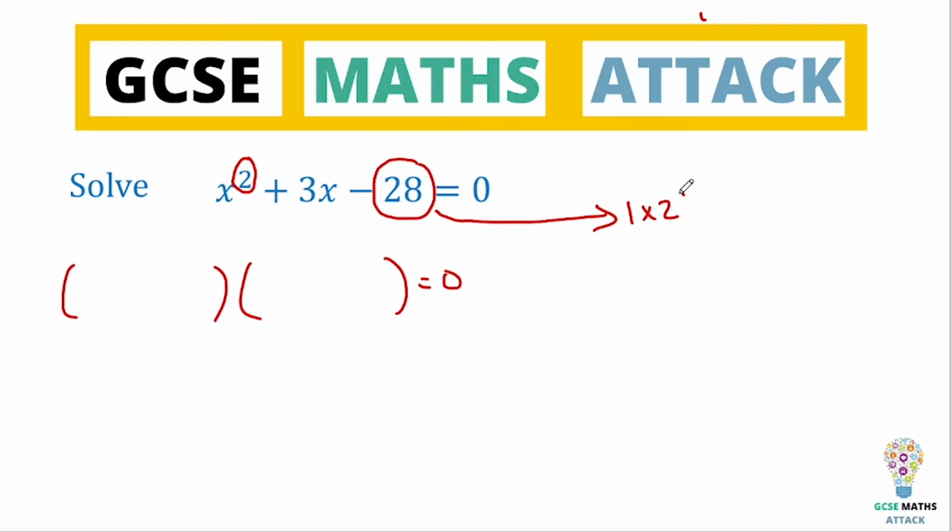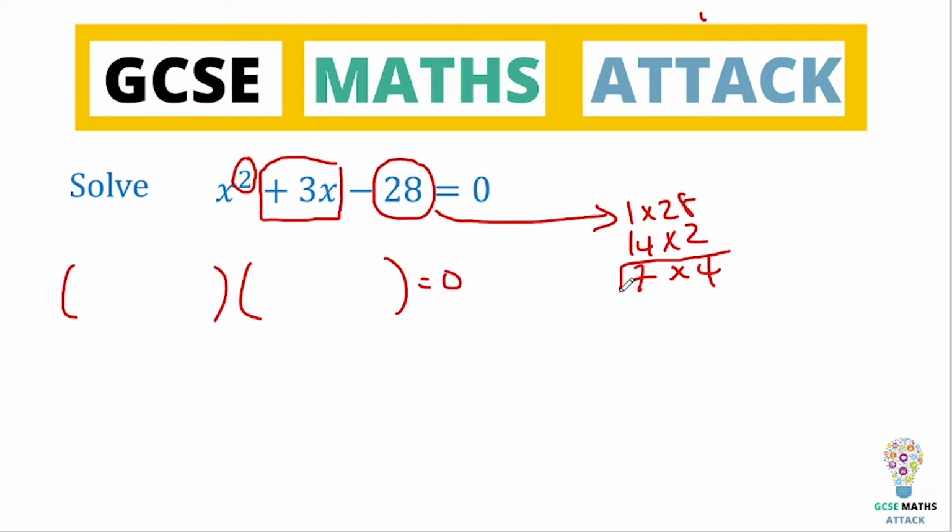That will be 1 times 28. The other one will be 14 times 2. And the other factor will be 7 times 4. Once you have found the factors, look through every single pair and find the one which you can add or subtract to give you positive 3x. If I add 1 plus 28, or even subtract them, it would never give me 3x or anything close to that. If I look at 14 and 2, adding them gives me 16, and even if I subtract them, it would not give me a number near 3.